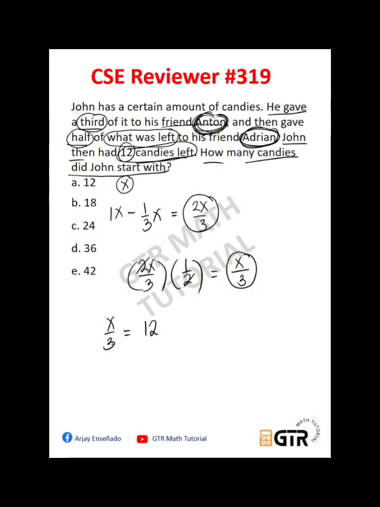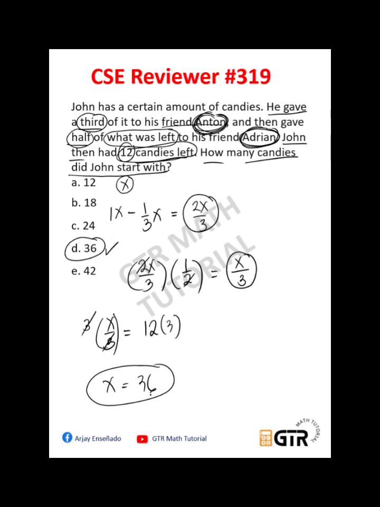So we can multiply both sides of this equation by 3 to cancel out the denominator. So multiply both sides of the equation by 3. We can cancel this. Therefore, x is equal to 12 times 3. We have 36. The correct answer is letter D.